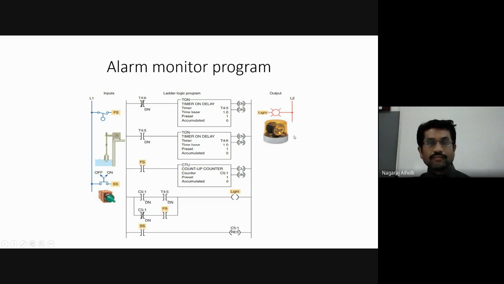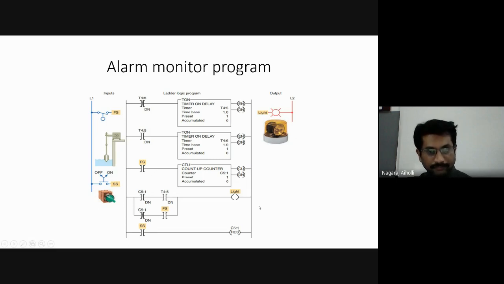The alarm will blow, indicating that the float is up to the maximum level and there is no need to pump liquid into the tank. It's an alarming condition. That's why the light will glow and it will blow the horn or the alarm.